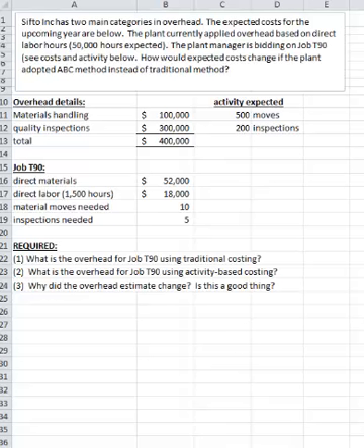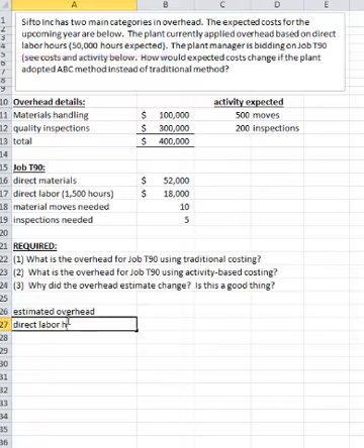We're going to work on Sifto and calculate their overhead costs under traditional and under activity-based costing for this particular job, T90. So let's get started. First, in order to assign overhead using traditional costing, we need the overhead rate for traditional costing. That would be estimated overhead divided by the activity. And what activity do they want us to use? Direct labor hours, and they expected 50,000.